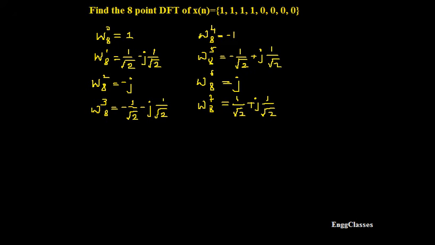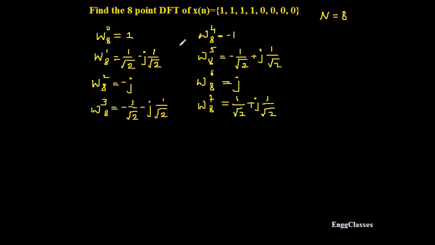In this video we'll consider the concept of computing the 8-point DFT of a given sequence, wherein the sequence x of n is equal to 1, 1, 1, 0, 0, 0, 0. That means there are 4 ones and 4 zeros. And I say it's an 8-point DFT, hence N must be 8. The task is to find its X of k. X of k is nothing but its DFT.